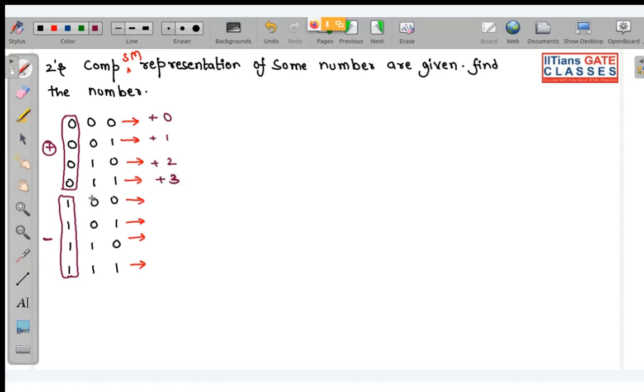What about this one? This is a negative number. This is a negative number, 1 0 0. Now this is in 2's complement, and this is a negative number, so if I want to find the original number, what I need to do is take the 2's complement of the given 2's complemented number. So that will be 1.